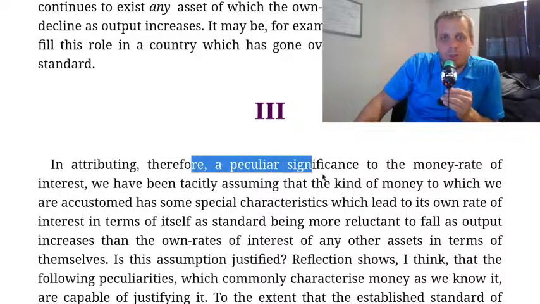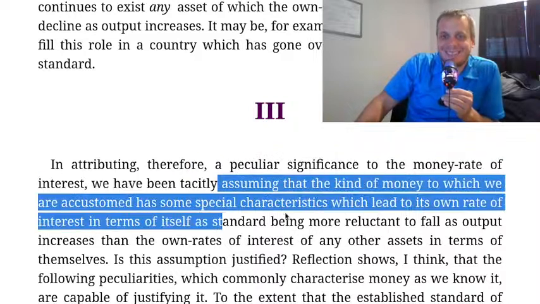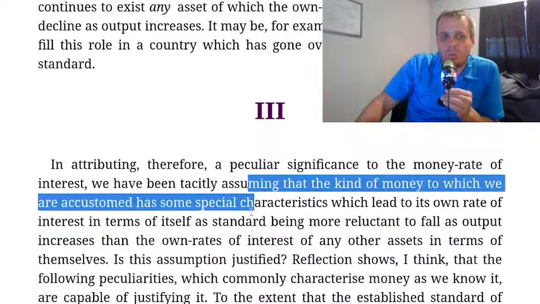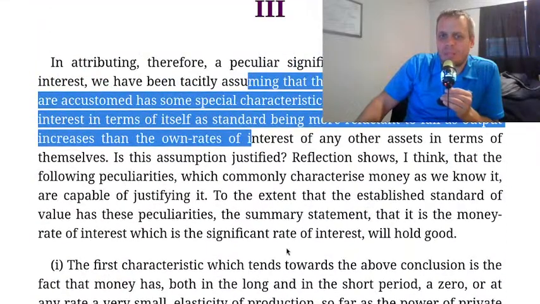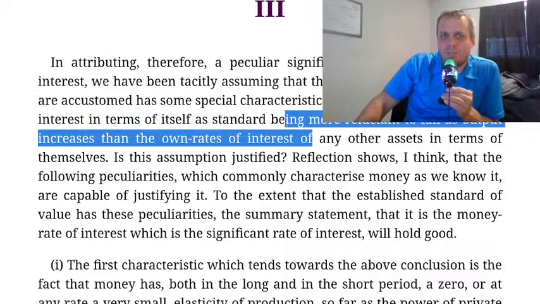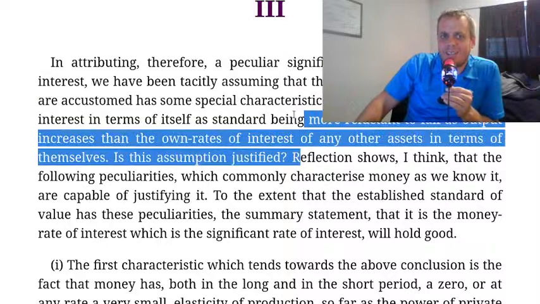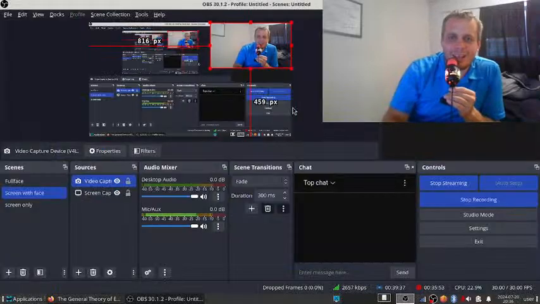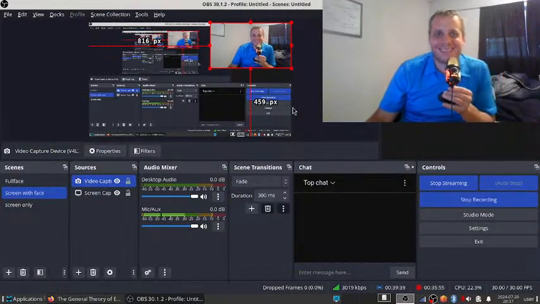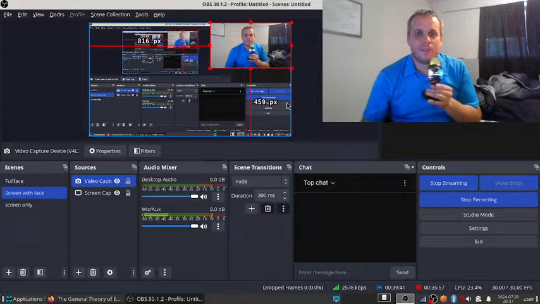Okay, in attributing, therefore, a peculiar significance to the money rate of interest, we have been tacitly assuming the kind of money which we are accustomed to has some special characteristics which leads to its own rate of interest in terms of itself as a standard being more reluctant to fall as output increases than the own rates of interest of any other asset in terms of themselves. Is that not one of the most pretentious lines of text ever written?